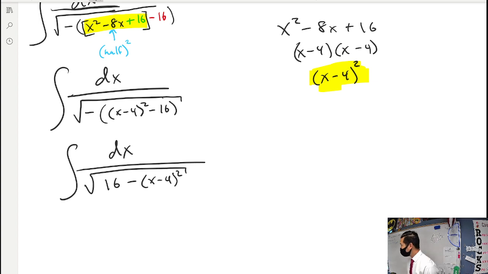Can't we factor that? You can, but it will not help us. But you can. Very good observation. You could say that this will be 4 plus x minus 4 and then 4 minus x minus 4.